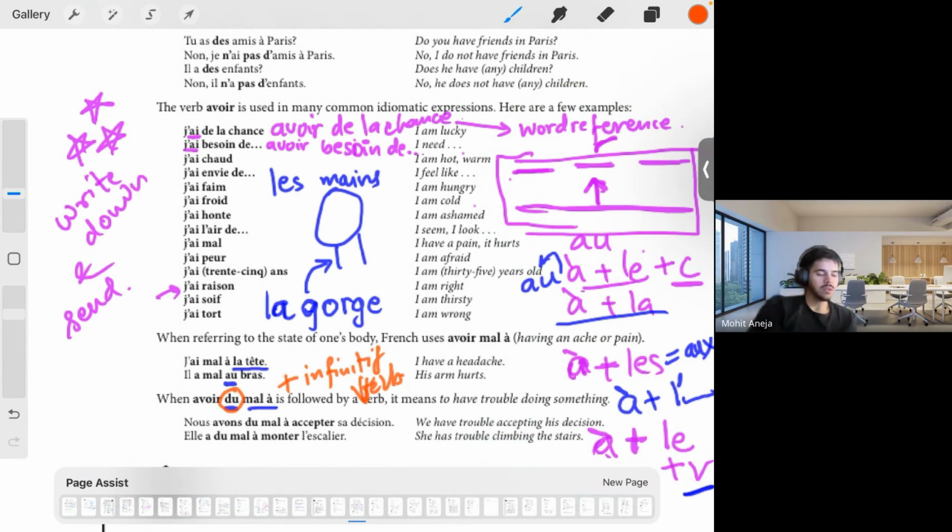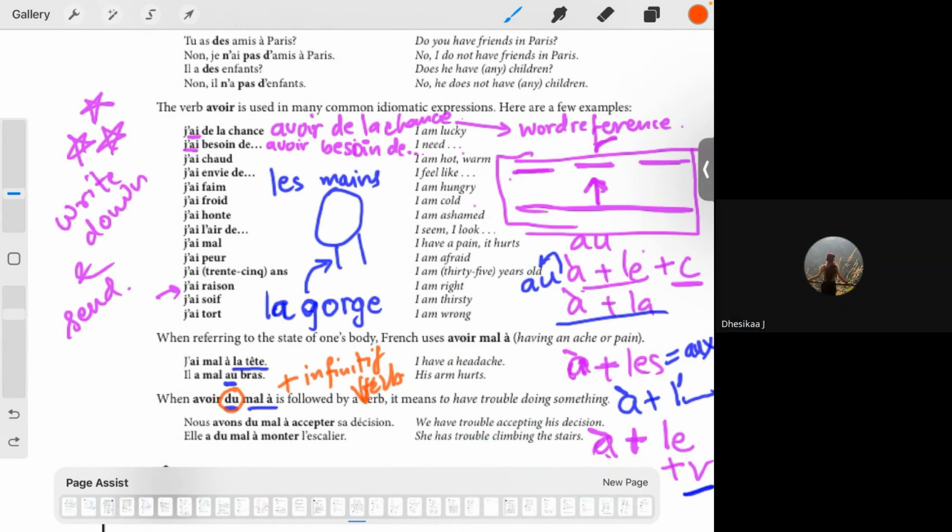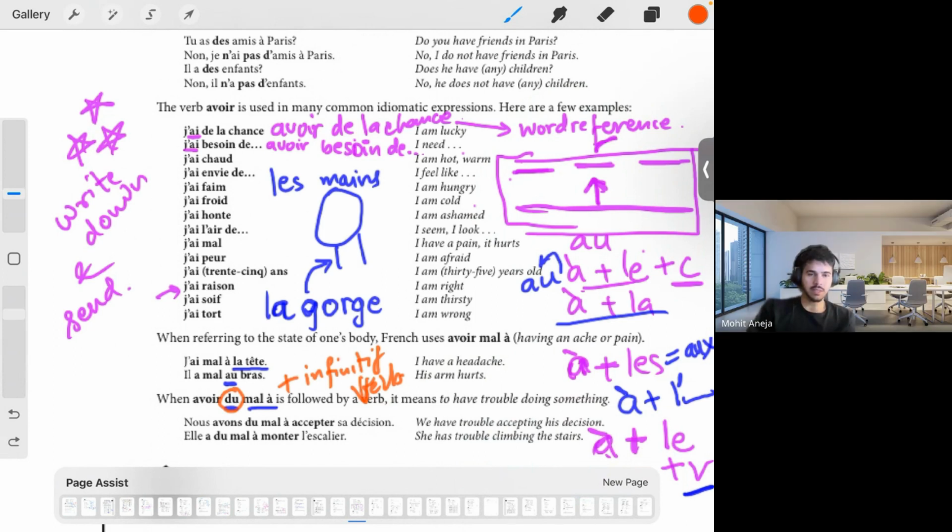So, nous avons mal à plus a body part means we are hurting in that body part. But if you say nous avons du mal à accepter sa décision, like in this example, it means we are having trouble accepting his decision or her decision. Make sense?